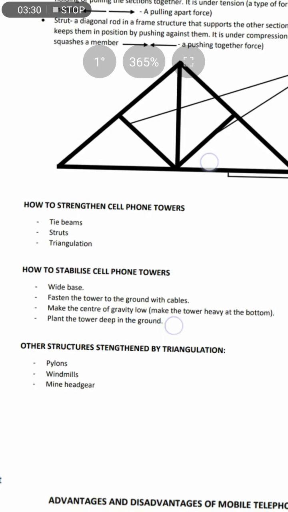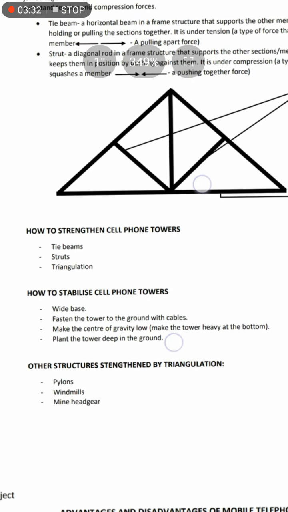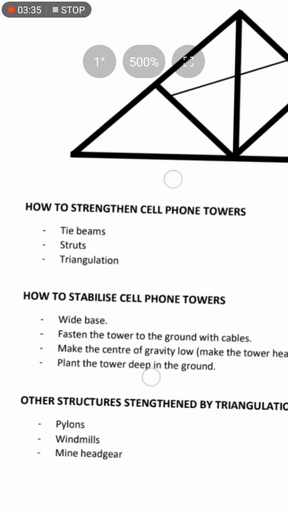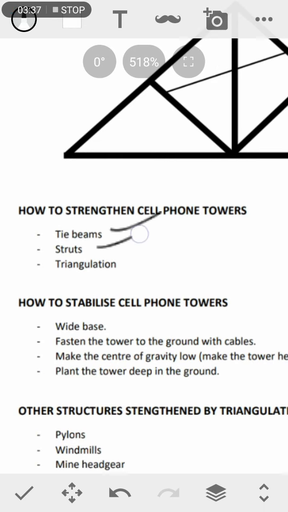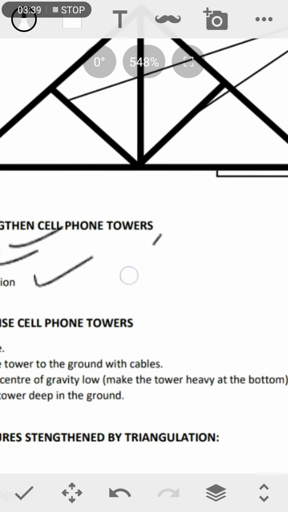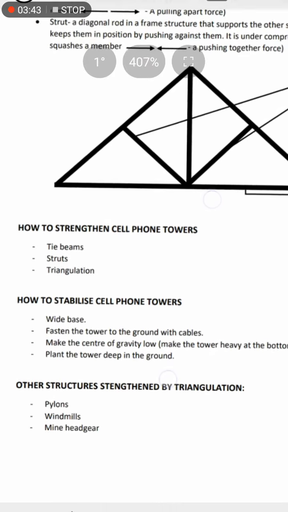How to strengthen cell phone towers. Now, in a cell phone tower, which we did, we can either use tie beams, struts, or triangulation, forming triangles in the structure to make it stronger.